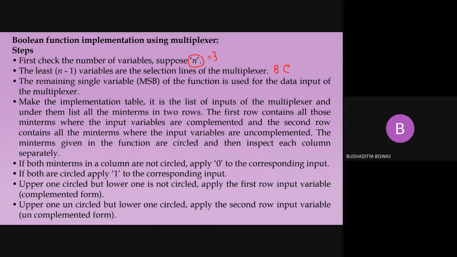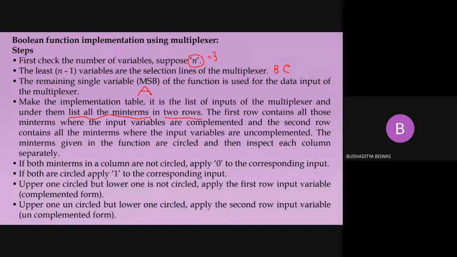The remaining single variable, the MSB, that means A, is used for the data input of the multiplexer. Data input means which is connected to the input of the multiplexer. A is treated as the data input. Make the implementation table: the list of inputs of the multiplexer, and under them list all the minterms. So we list minterms 0 to 7 in 2 rows.